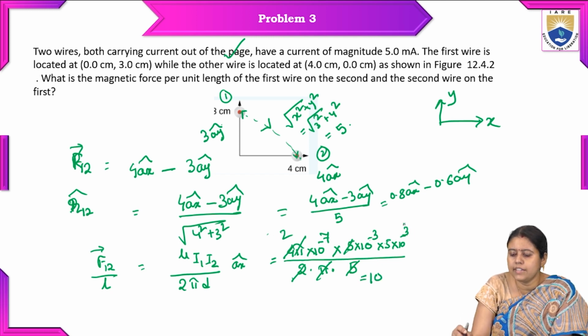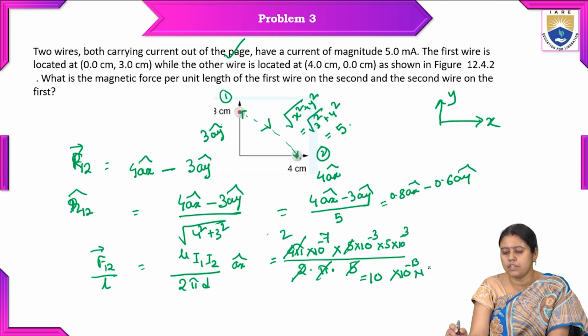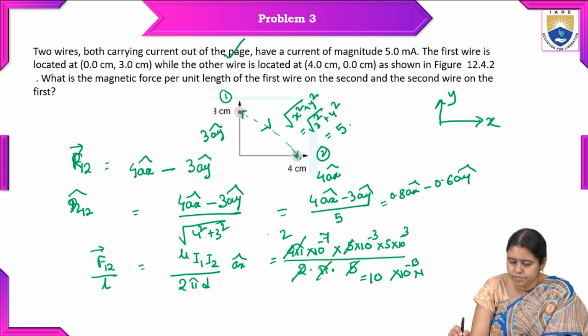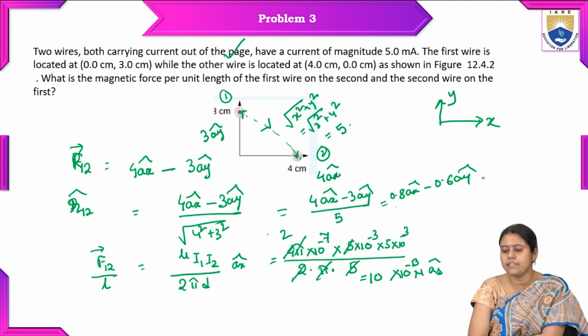Now we are changing it to 10 to the power minus 3. 10 to the power minus 3. So minus 6 into minus 7. This value of Newton into AR. And what is the value of AR? 0.8ax minus 0.8ay.